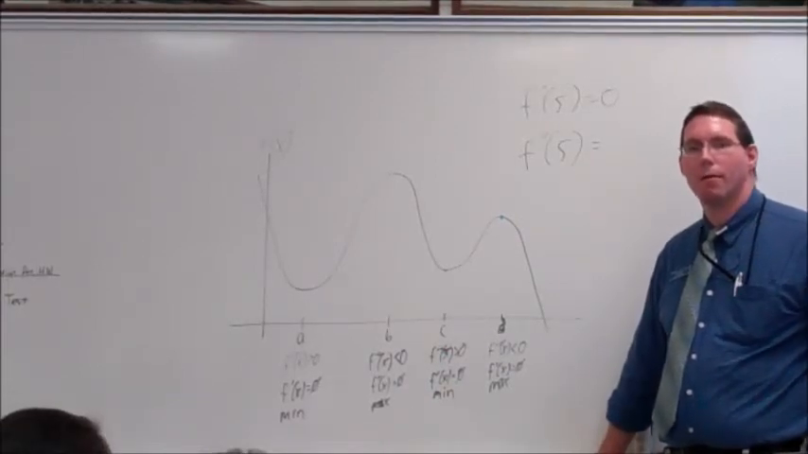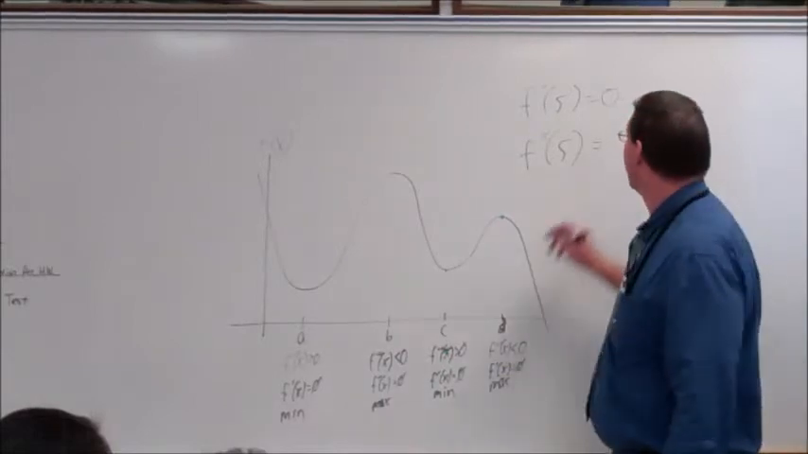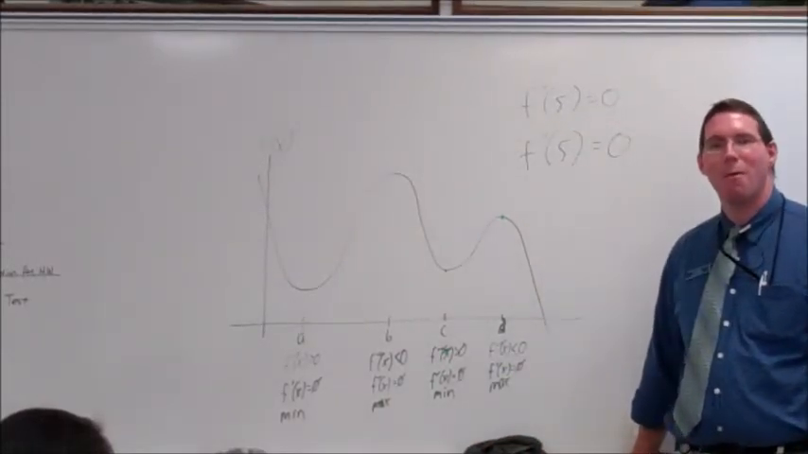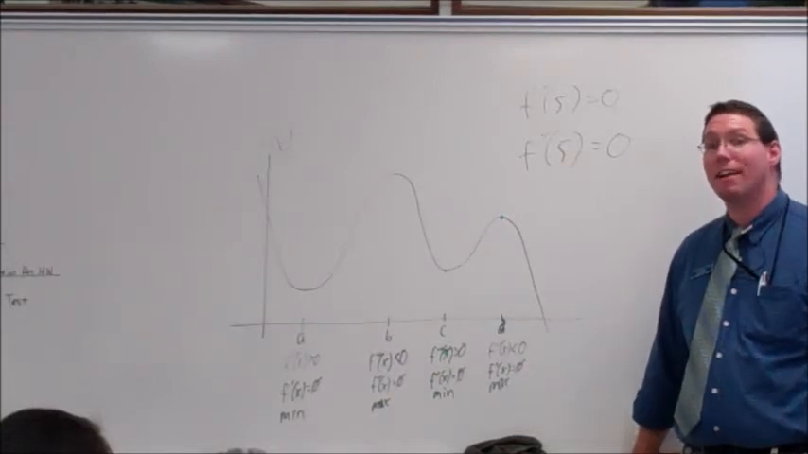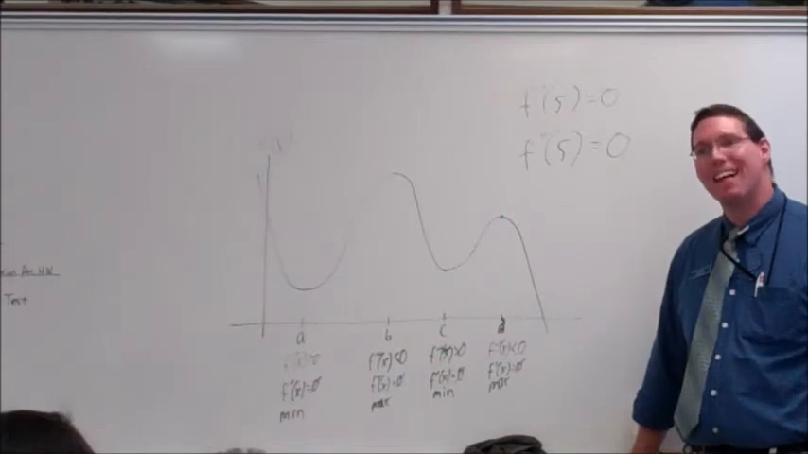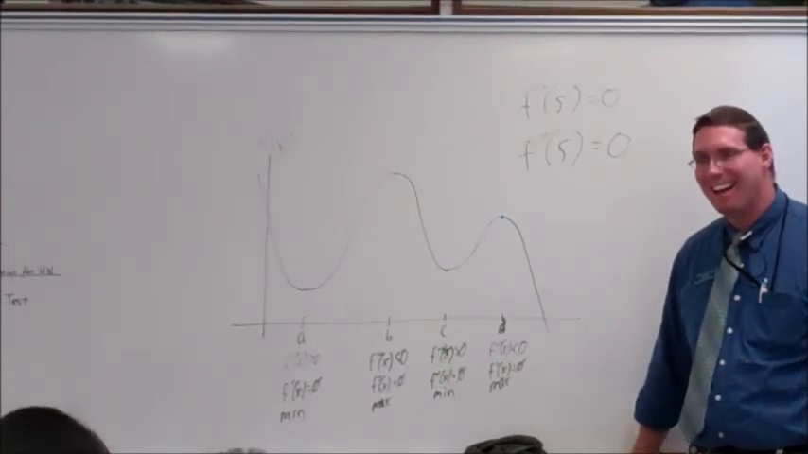Well, what happens when f double prime is 0? Nice question. Thanks, Tiger. All right. What happens if the first derivative equals 0 and the second derivative equals 0? It is an inflection point. That's exactly right.